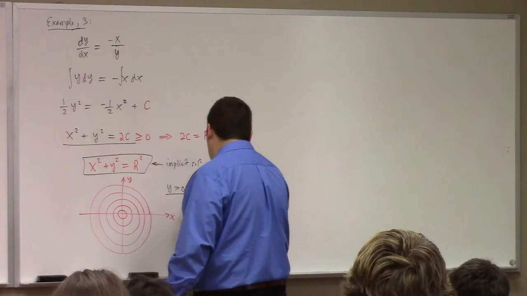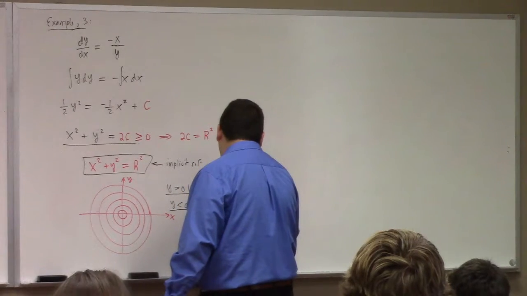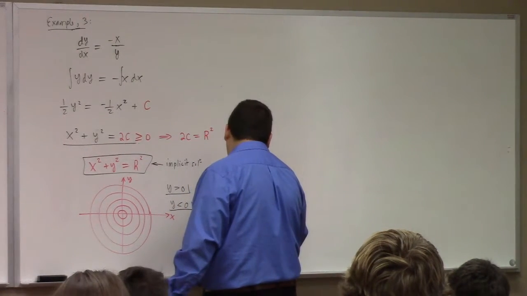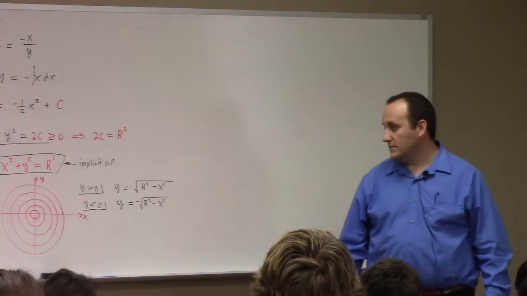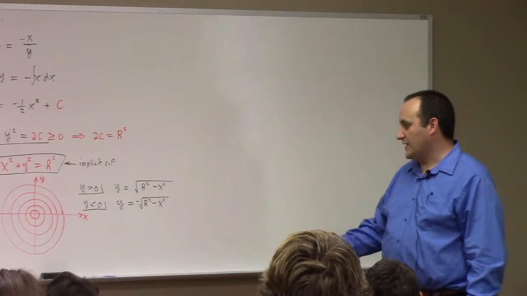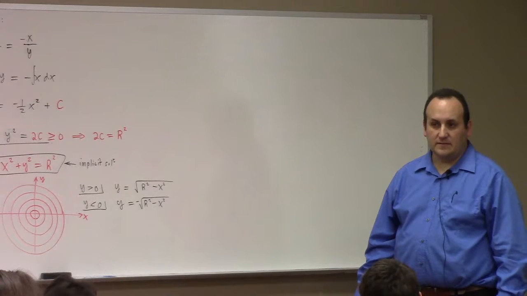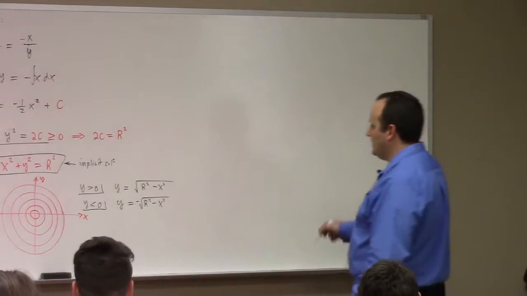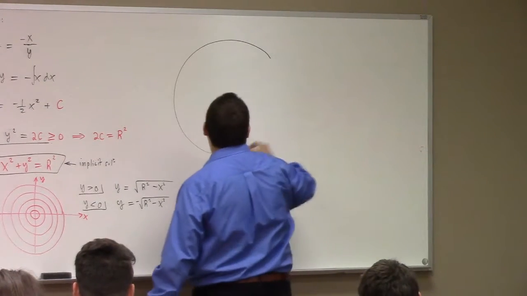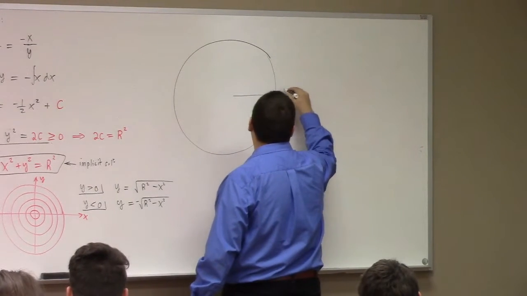These sorts of things, right? But for y less than 0, the explicit solution is minus the square root of r squared minus x squared, right? What's the explicit solution when y is equal to 0? Can you find y as a function of x when y is equal to 0? So here it is, right? This is y equal to 0, right?